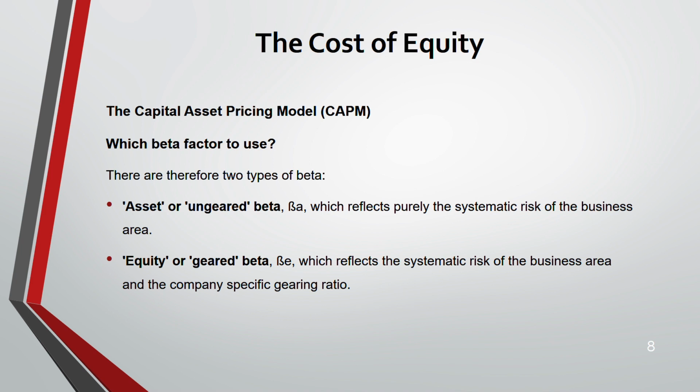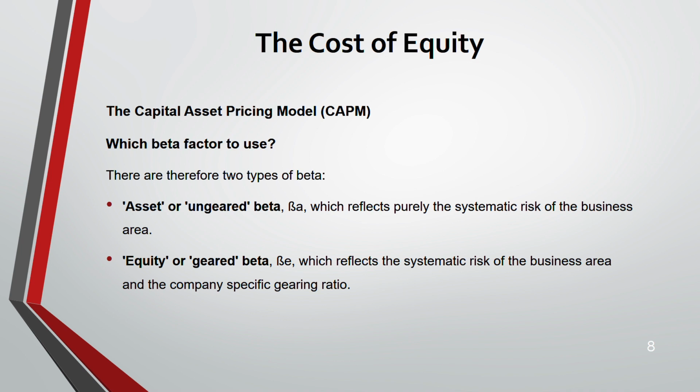Know both the terms. Sometimes they might not give you asset beta, they might write ungeared beta. But most of the time they write asset beta. Sometimes they write equity beta, or sometimes they might just write geared beta. So sometimes students get confused. They write geared beta for asset, ungeared for equity. That's why know both the terms.